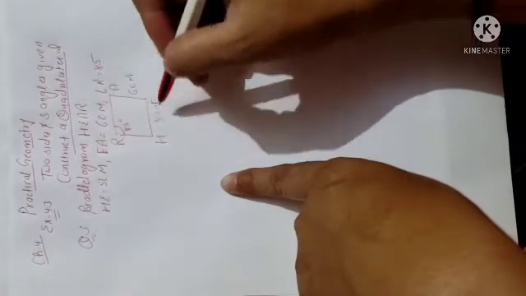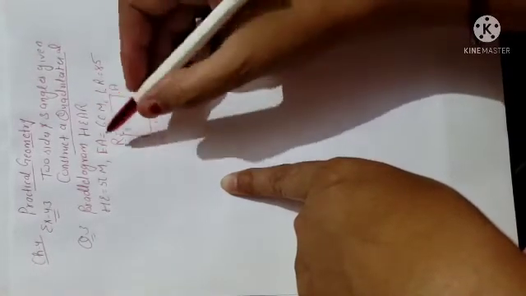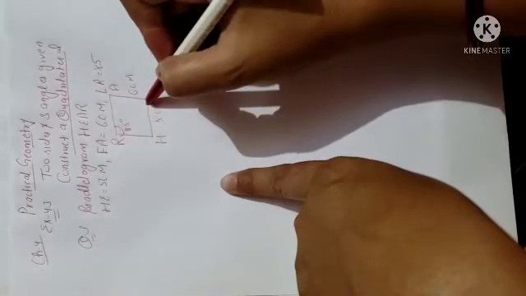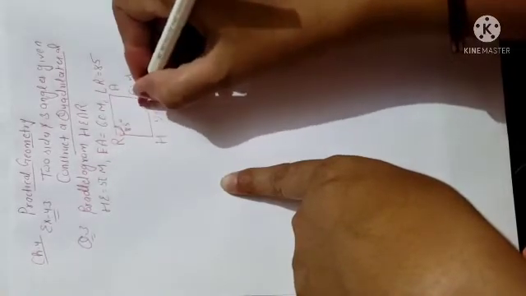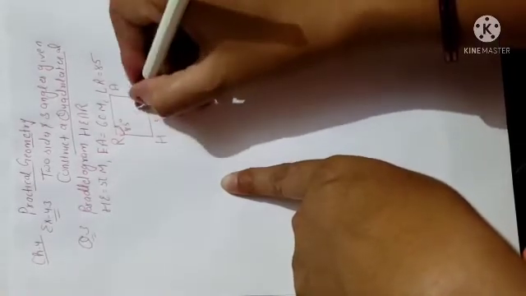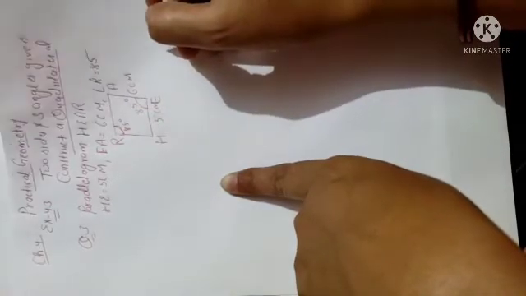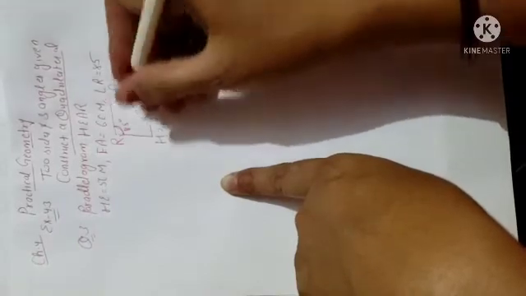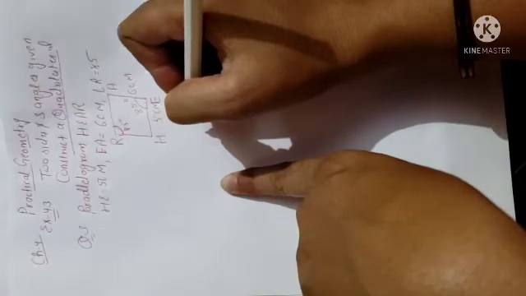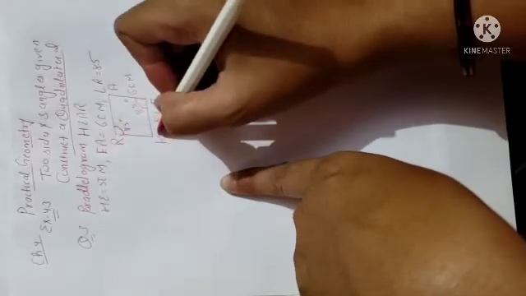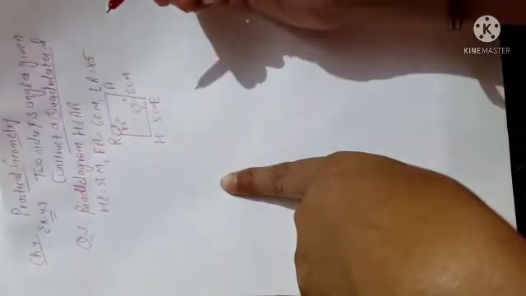HEAR is a parallelogram, and what is the property of a parallelogram? Opposite angles will be equal. So if this angle and this angle are opposite angles, then this one will also be 85 degree. The next property: the sum of any two adjacent angles of a parallelogram will be equal to 180 degree. For example, angle R and H you can take, H and E you can take, so the sum of any two angles will be equal to 180 degree.